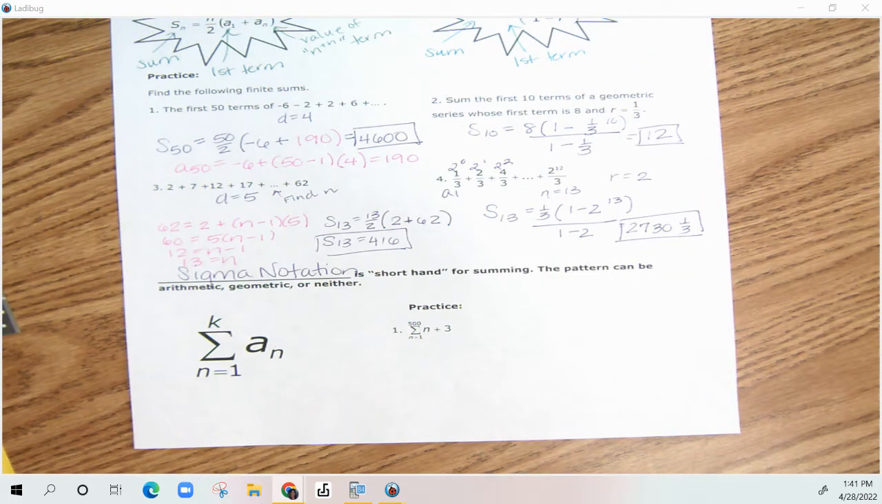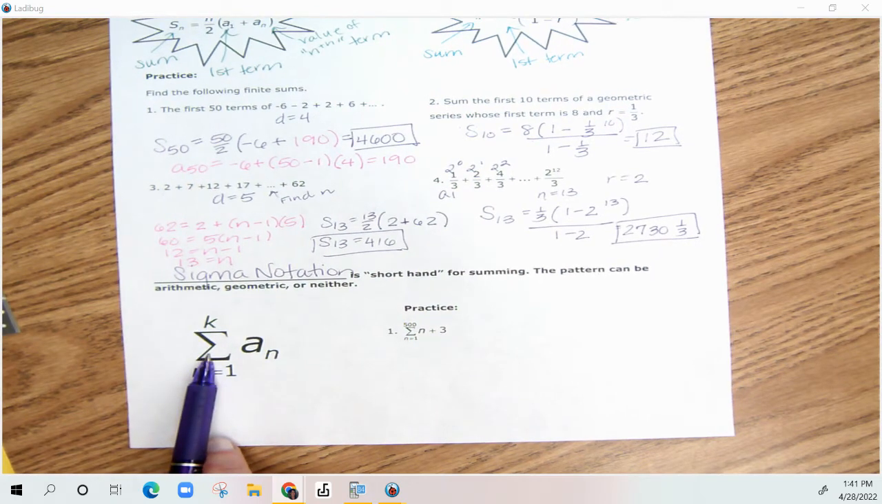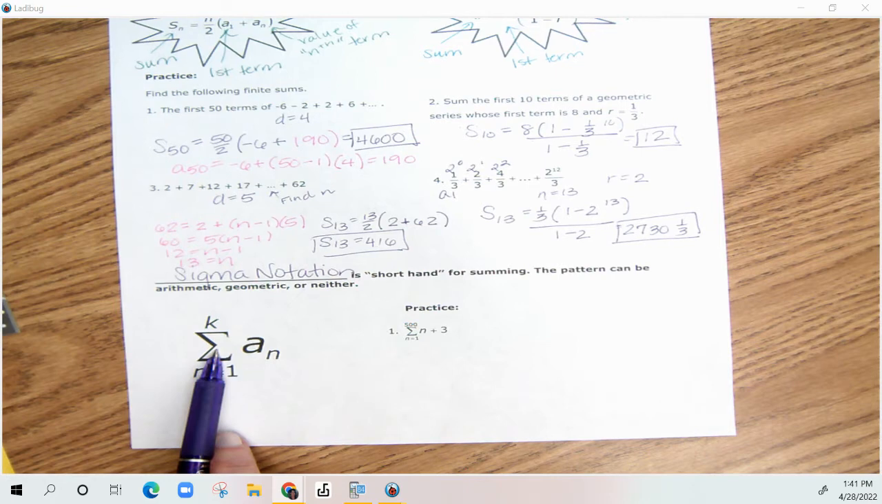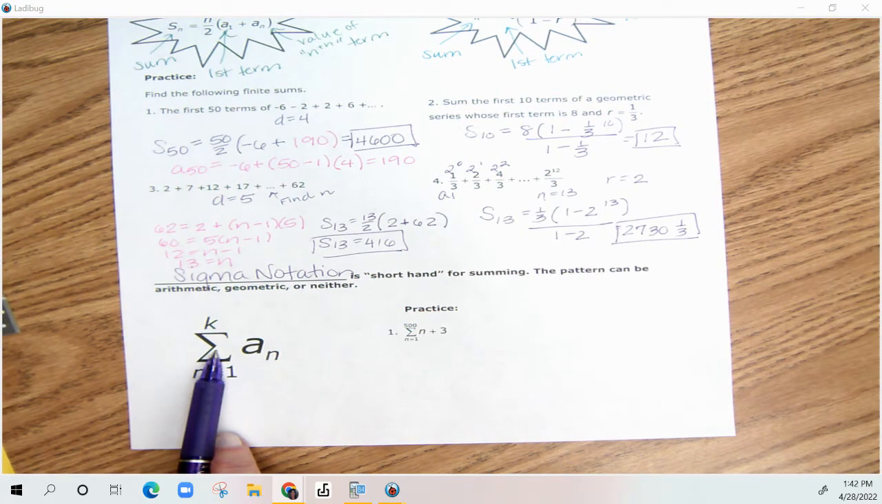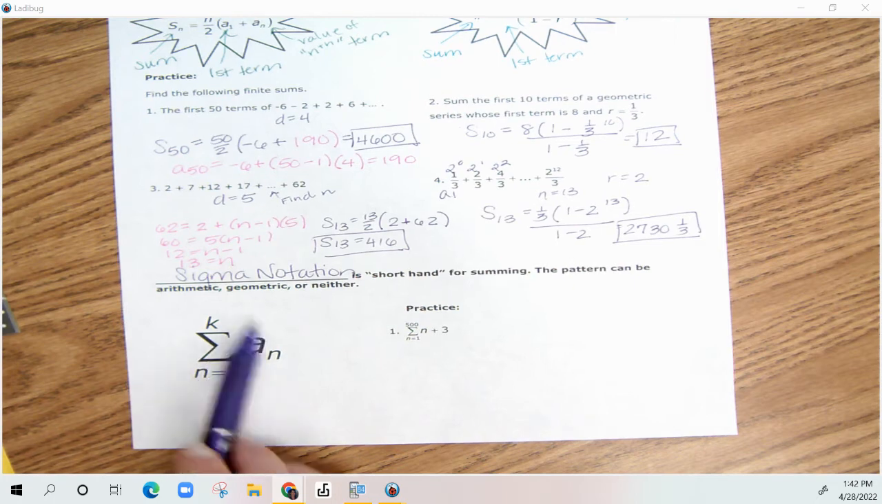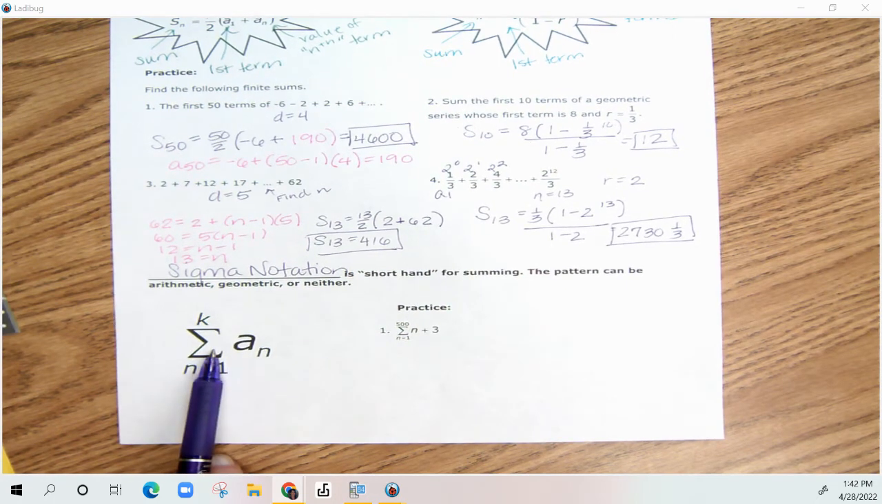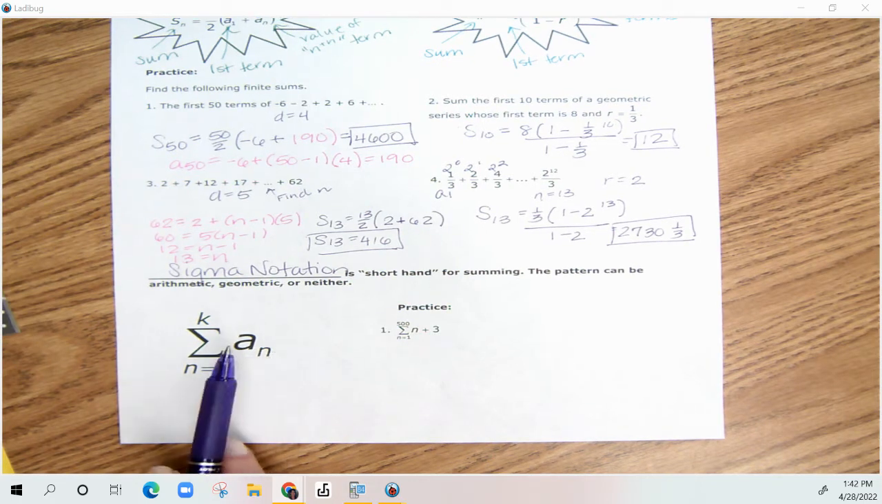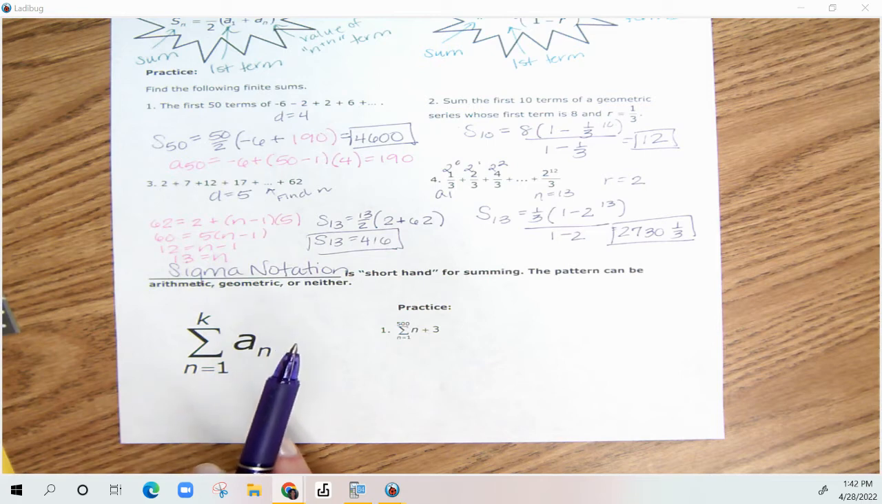All right, the next thing we're going to talk about is sigma notation. That is sigma. It is a letter from the Greek alphabet. It always means that we are talking about a series and we want to find the sum. You'll hear it called sigma notation or summation notation. So the pattern could be arithmetic or geometric or neither. The next lesson is going to be about the non-arithmetic, non-geometric patterns, so we're going to see just a little bit of that today.